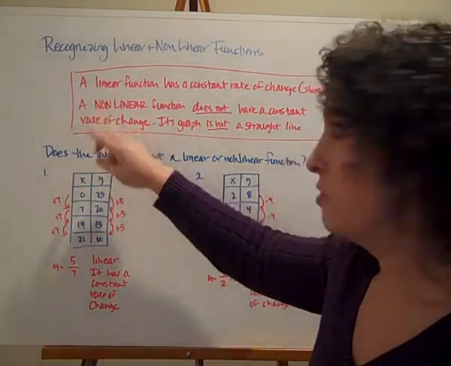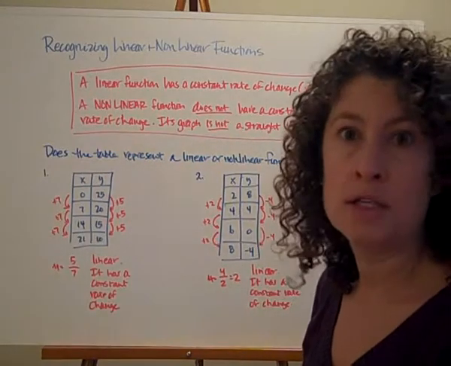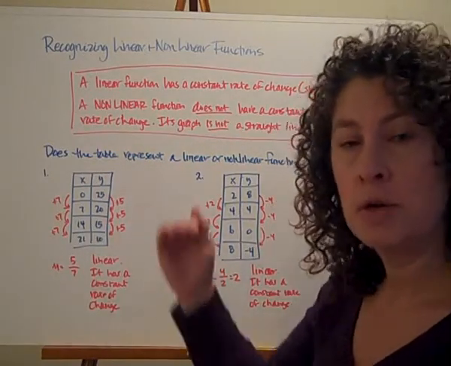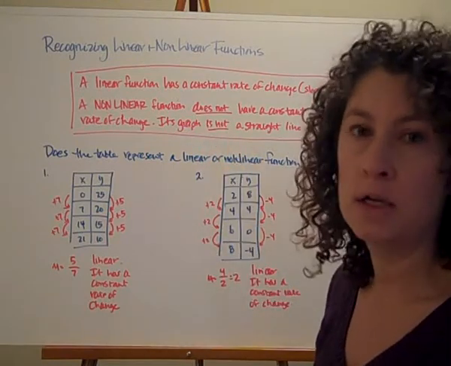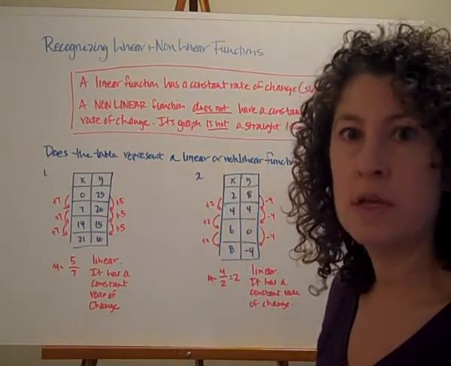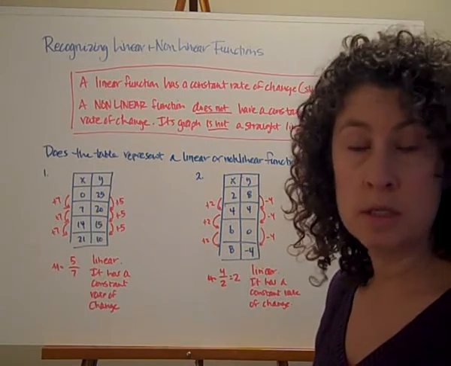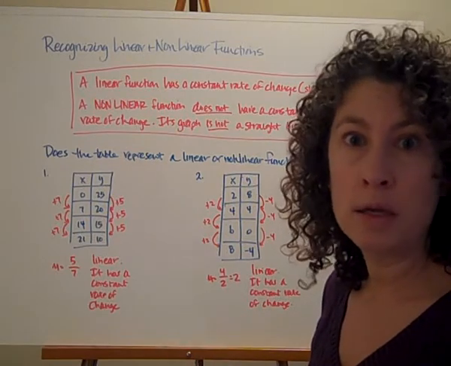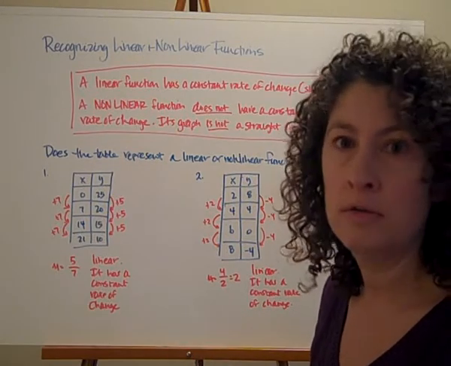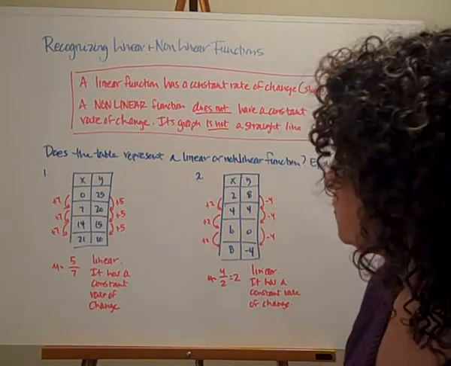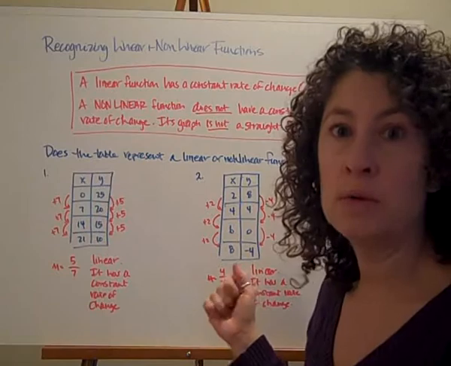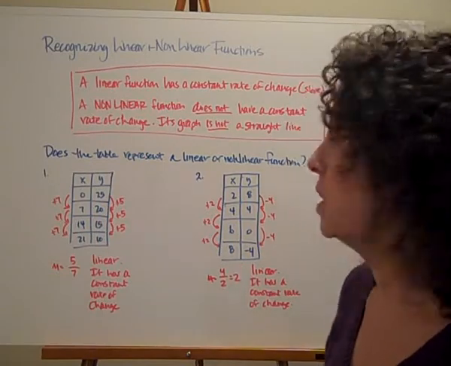A nonlinear function does not have a constant rate of change, so it doesn't increase or decrease at a constant rate, and its graph is not a straight line. So we're going to start to look at some graphs, some situations, relations that do not represent linear functions, and we're going to try to determine which ones are linear and which ones are not linear. So we're going to start by looking at some tables and deciding if they're linear or not linear.